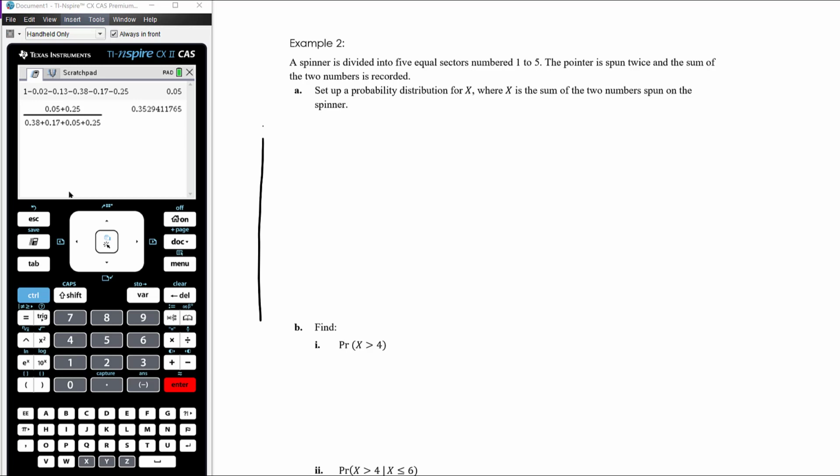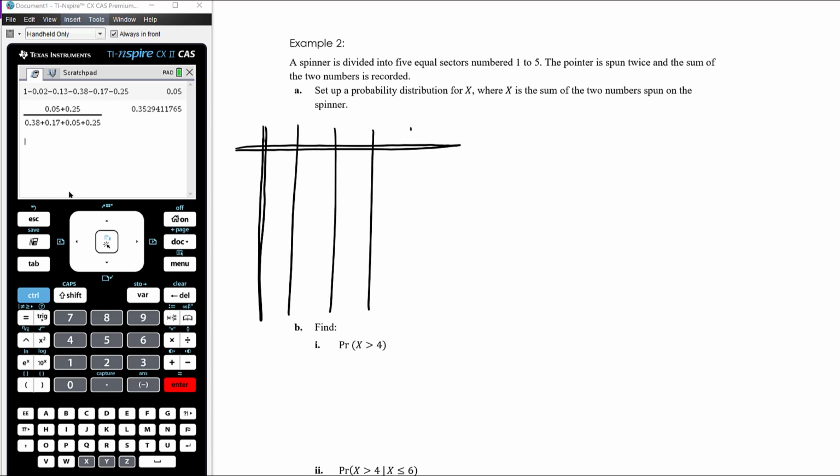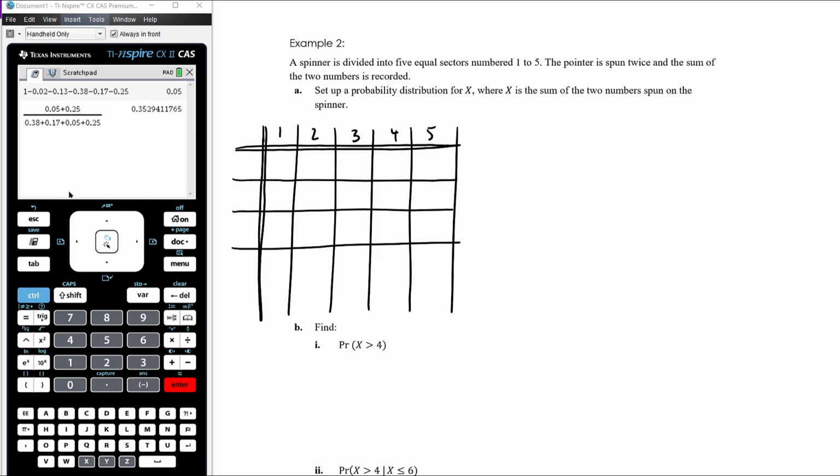So discrete random variables and probability distributions don't remove the need for you to still be able to work with tree diagrams, Venn diagrams, and probability tables in order to organise your information. Okay, so the spinner has 5 equal sectors numbered 1 to 5: 1, 2, 3, 4, 5. And it's spun twice, so we'll have our first spin and our second spin: 1, 2, 3, 4, 5. The pointer is spun twice and the sum of the two numbers is recorded. Okay, so we're going to add all these up.